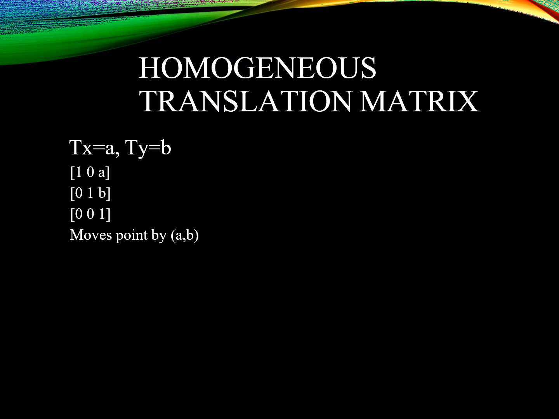The translation matrix contains these values in its third column. When this matrix is multiplied with a homogeneous point, the coordinates are shifted accordingly. The object's shape and size remain unchanged, but its position is changed. Only its position is changed.